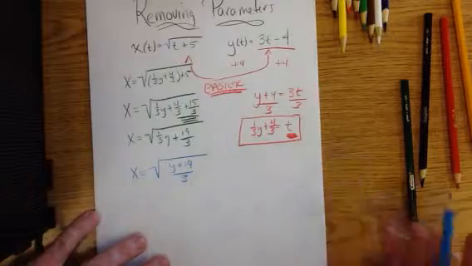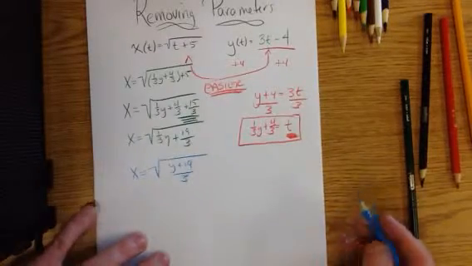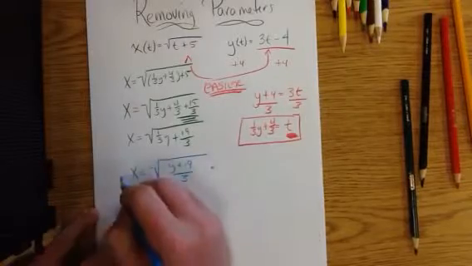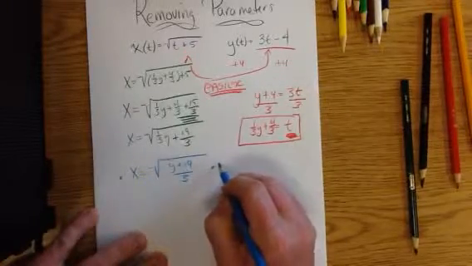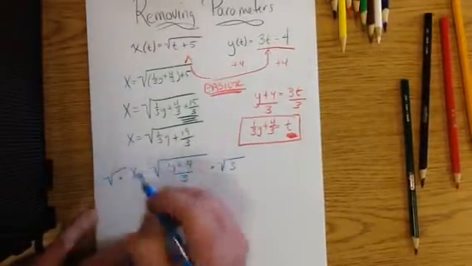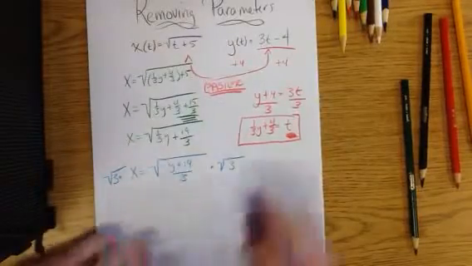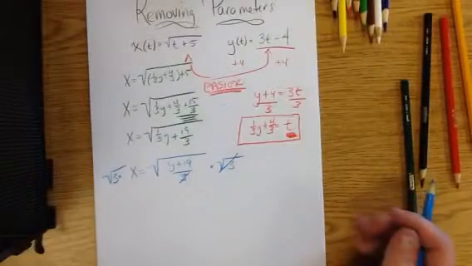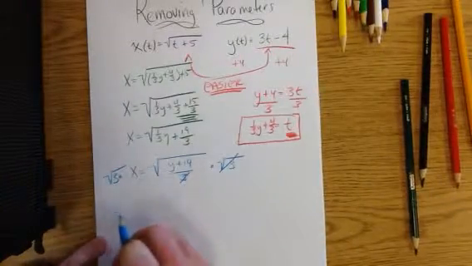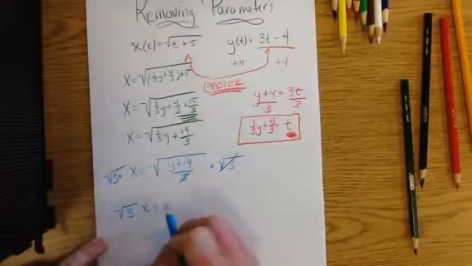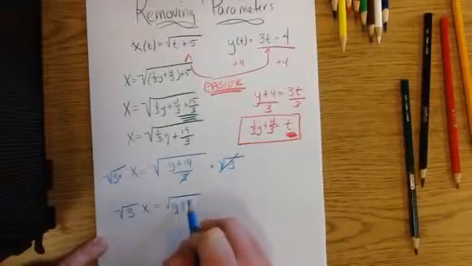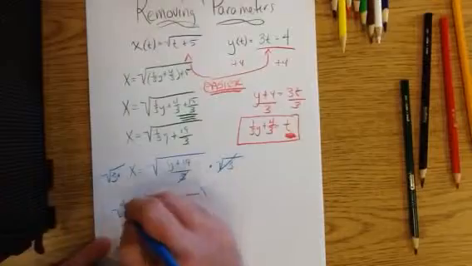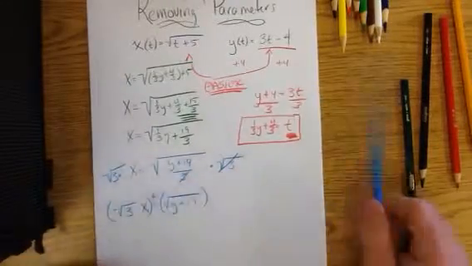If we're trying to figure out what y equals now, we have to solve for y. First thing I can do, if you're feeling froggy, you can multiply both sides by the square root of 3. What that does is it gets rid of my square root of 3 and my square root of 3. That leaves me with the square root of 3 times x equals the square root of y plus 19. From here, go ahead and square both sides.